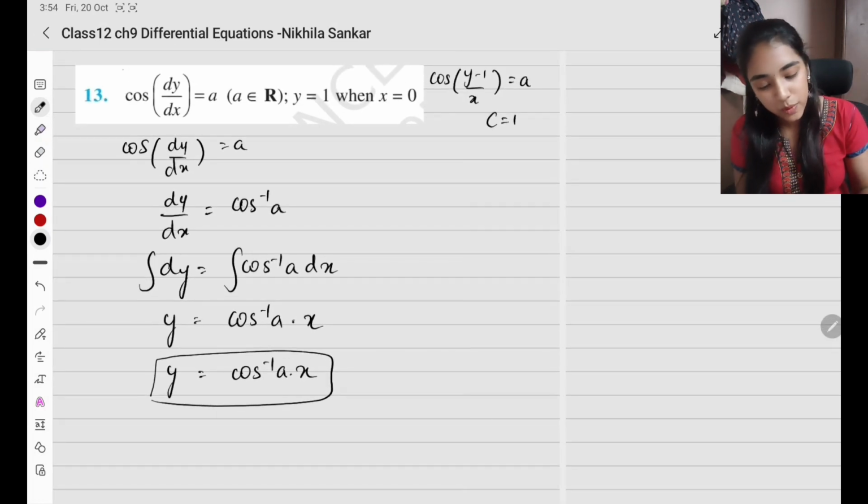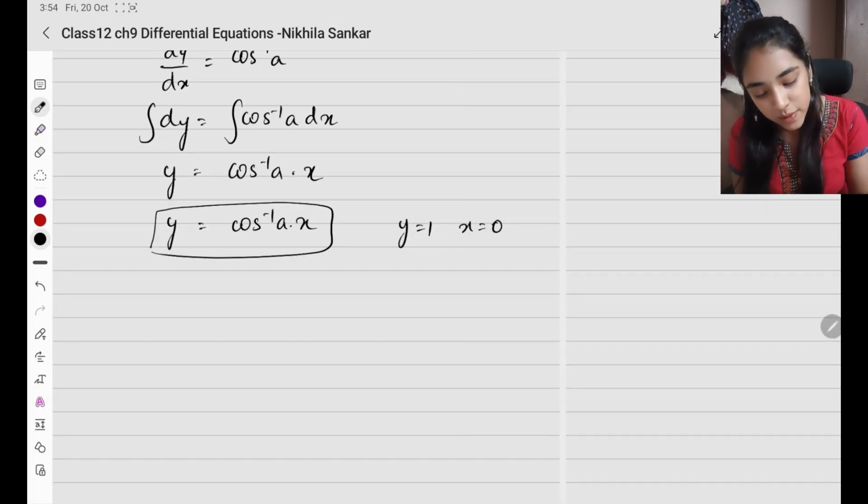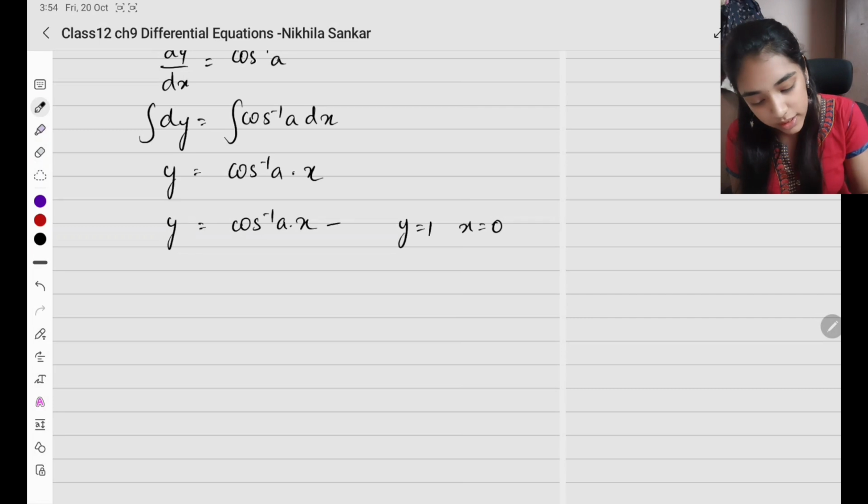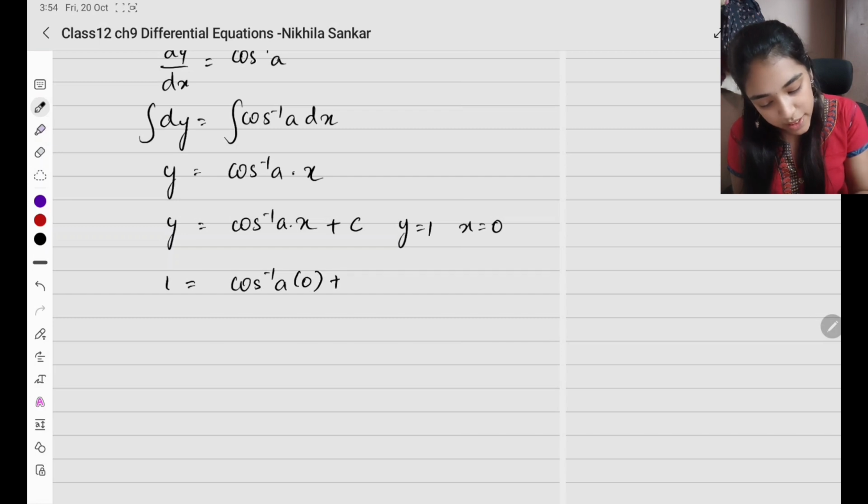I've got the equation. Now I have to substitute the values for y and x. It is given that y equals 1 and x is equal to 0. So I'm going to have plus c. Don't forget the integration constant. Plus c. Okay? So this is going to be 1 equals cos inverse of a times 0 plus c.